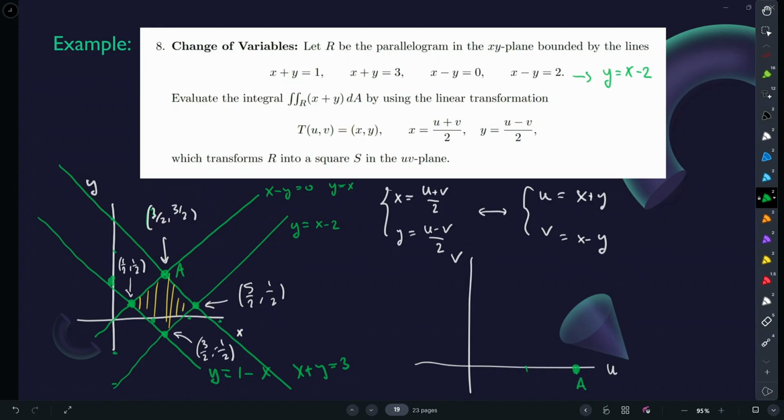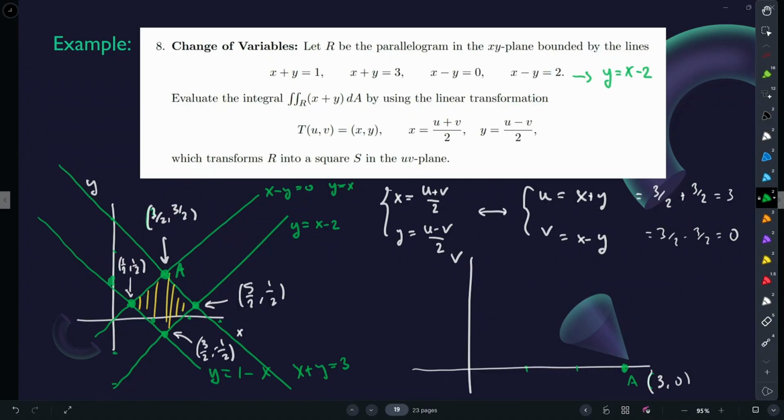Now, where does six halves is 3? It goes here. The new point in the UV coordinates will be 3, 0. I did here, for example, 3/2 plus 3/2 is 3. And 3/2 minus 3/2 is 0. So that point goes to 3, 0.